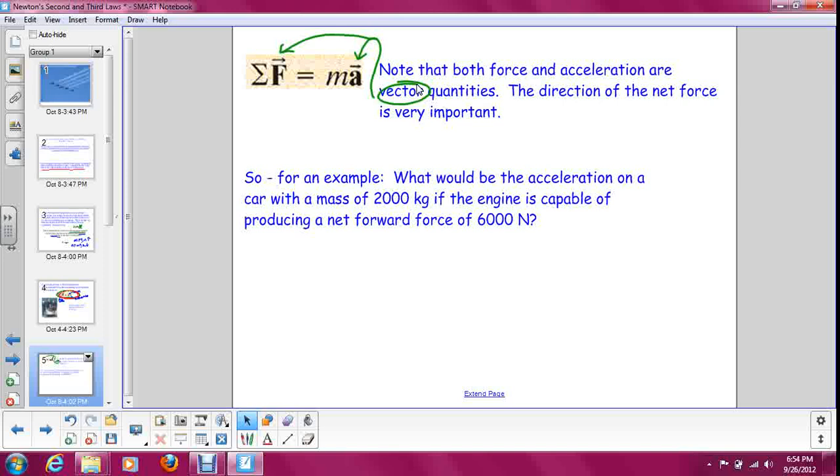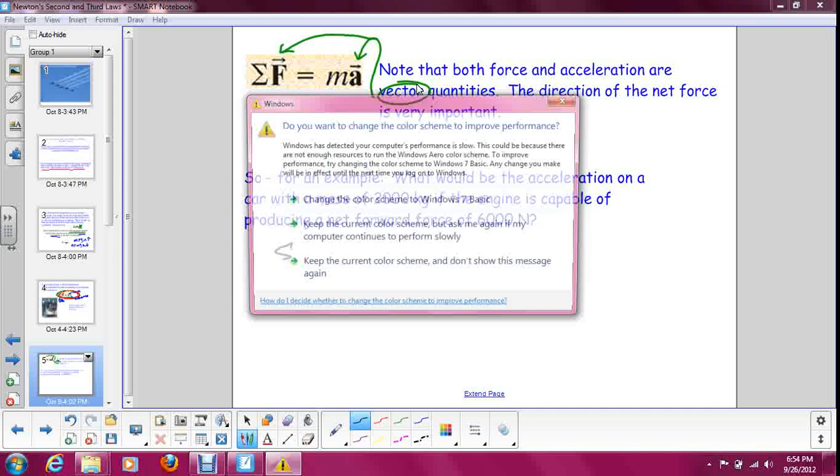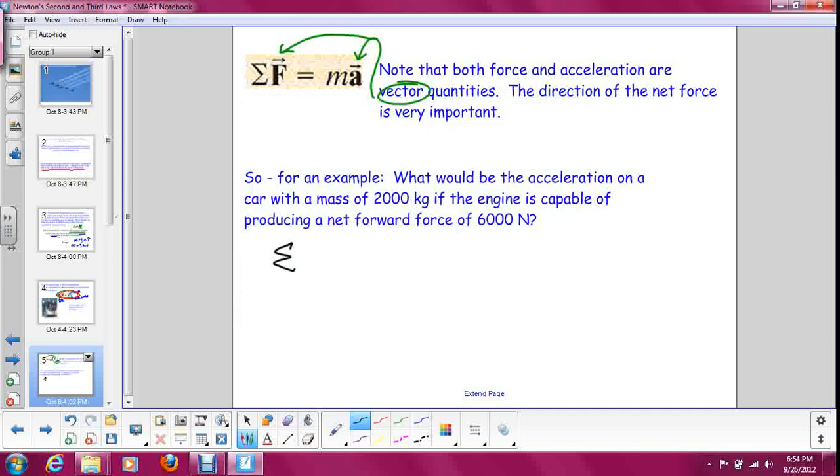So let's go ahead and use Newton's second law in an example. What would be the acceleration on a car with a mass of 2,000 kilograms if the engine is capable of producing a net forward force of 6,000 newtons? So the first thing we're going to do is write down our equation. We have the sum of the forces is equal to the mass of the object times its acceleration.